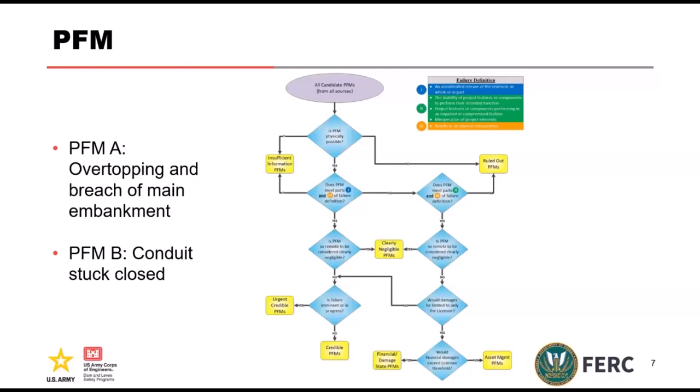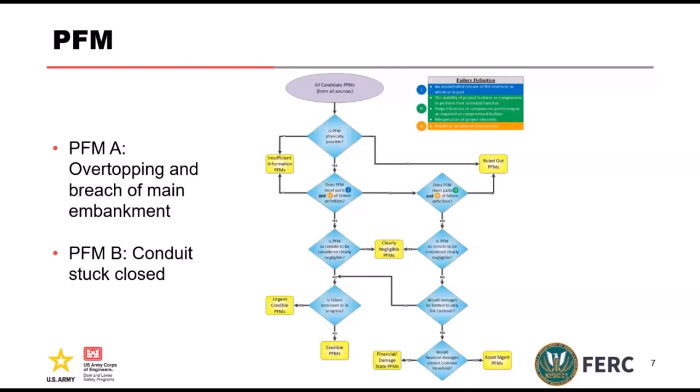So we start up here. Is the potential failure mode physically possible? Yeah, we know that overtopping has failed a lot of dams before, so it's definitely something that can happen. So we go down here. Does the PFM meet parts 1 and 3 of the failure definition? Part 1, uncontrolled release of the reservoir in part or in whole. Yes, especially if we overtop at the main embankment section, we're going to lose our entire reservoir. It's going to be bad news. Part 3, results in an adverse consequence. Well, yes, we're going to get a lot of inundation downstream, probably loss of property, could be loss of life. So yes, yes on both of those.